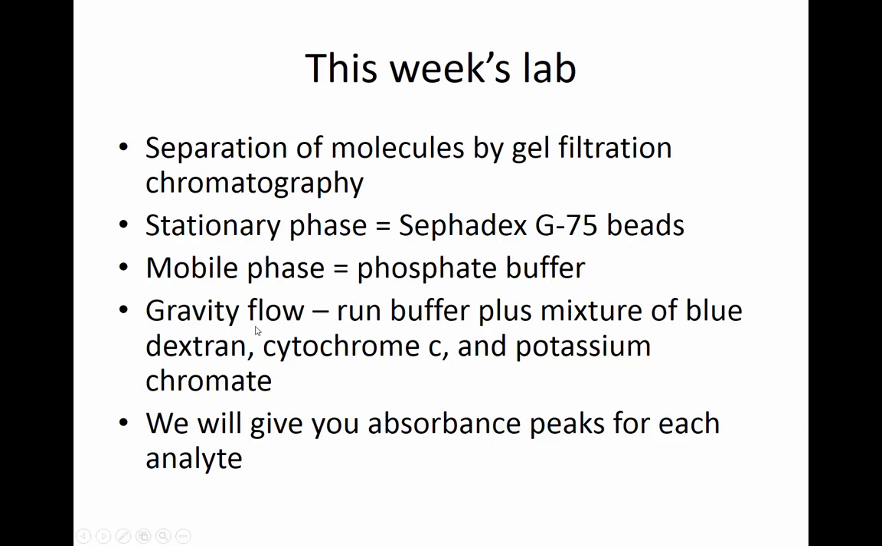So you're going to pack your chromatography column first thing, then you're going to add some buffer. You're going to run the buffer plus the mixture of molecules, I should say, not necessarily proteins. Blue dextran is one of the molecules. Cytochrome C is another one of the molecules, and the potassium chromate is another one of the molecules. And we will give you the absorbance peaks so you can find each of the analytes, although it should be somewhat obvious because these compounds are pretty well colored.